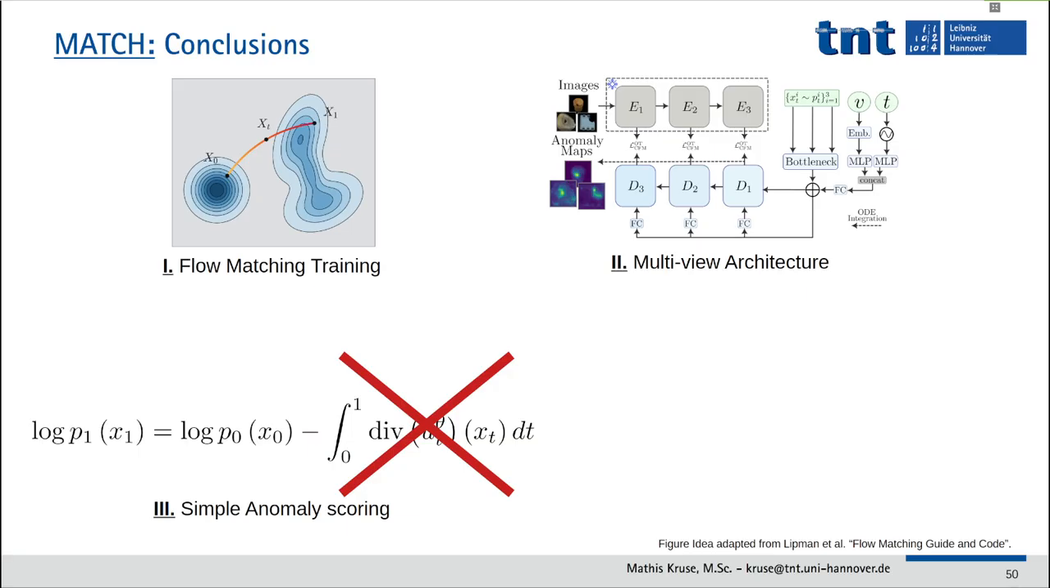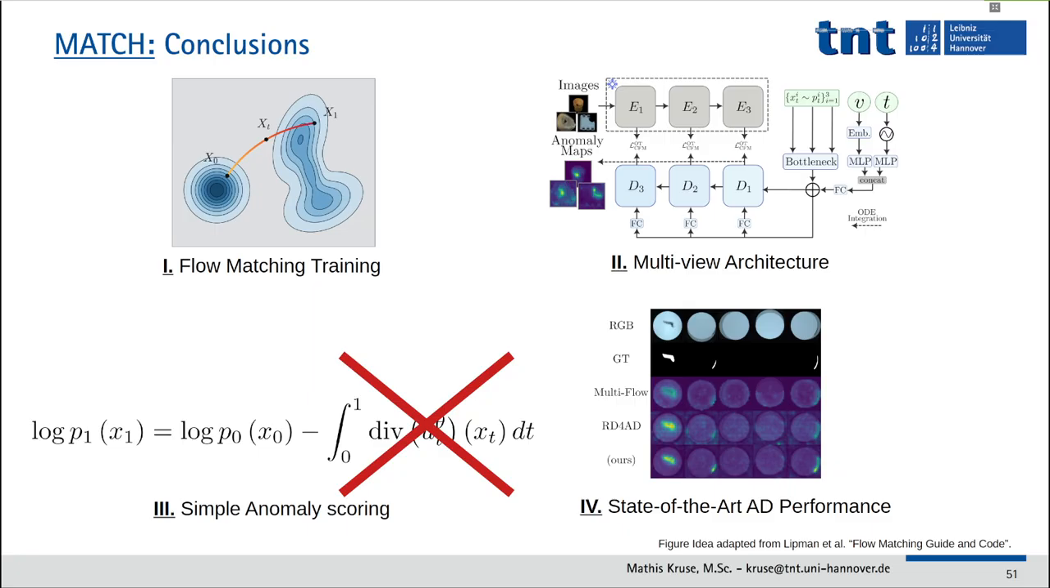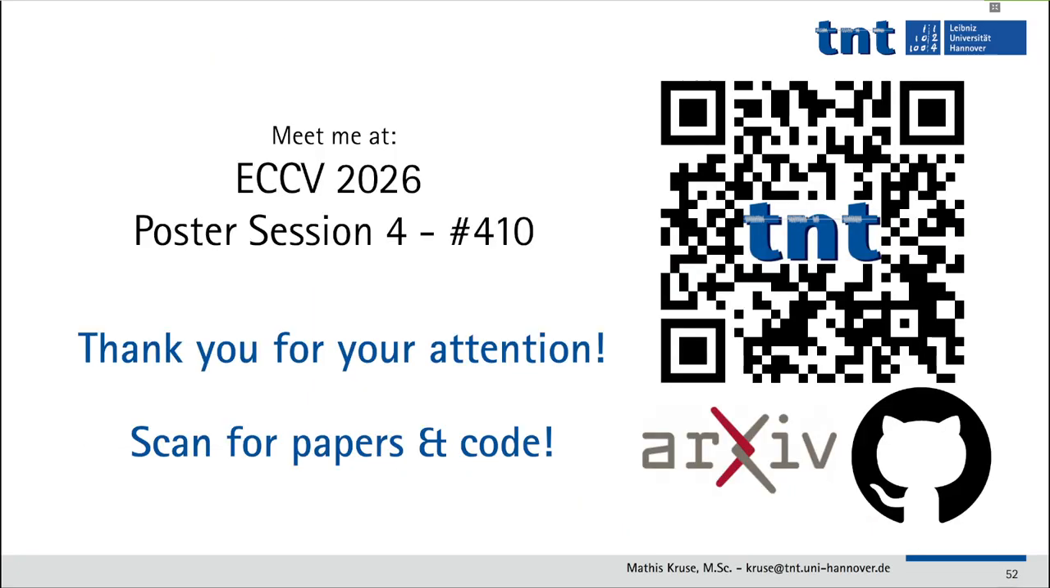So to conclude, we used a simple flow matching training formula and a multi-view and multi-layer architecture. We simplified the anomaly scoring, which is likelihood based, by a lot, and we reached state-of-the-art anomaly detection performance.